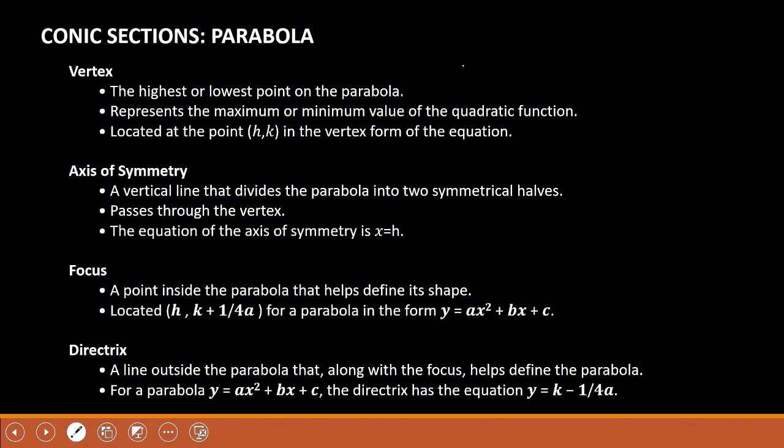So, syempre, kapag ang vertex is nag-fall sa origin ng ating coordinate plane, of course, 0, 0 yung magiging vertex natin. Okay? We also have the axis of symmetry, a vertical line or horizontal line that divides the parabola into two symmetrical halves. Passes through the vertex, the equation of the axis of symmetry is x is equal to h. So for the focus, a point inside the parabola. So nandun siya sa loob nung bukas ng ating parabola. Okay? So tumutulong din siya sa pag-identify ng shape ng ating parabola.